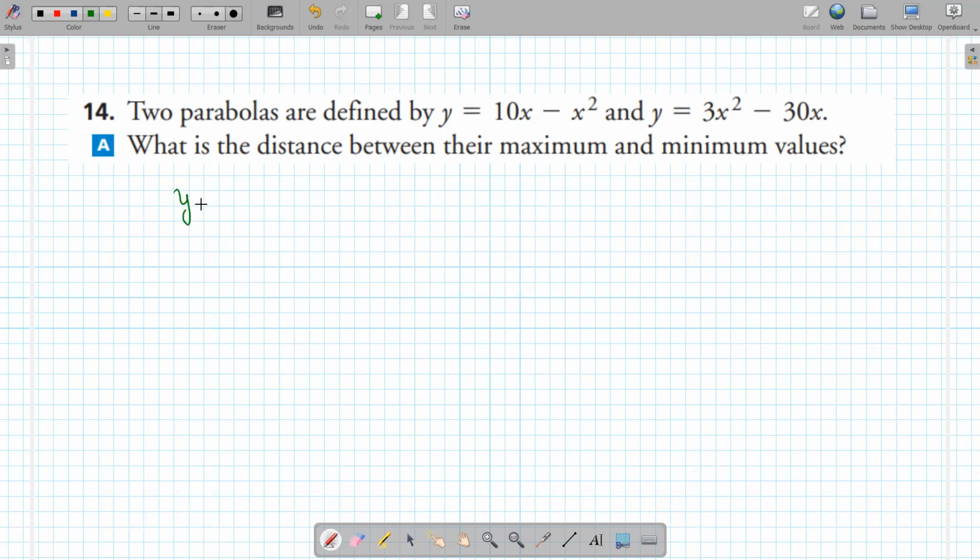So let's factor out an x. So there's 10 minus x in the first one. The second one, what can we pull out? In this equation, what's the GCF? 3x. 3x, yeah? And you're left with x minus what? 10. 10. What are the x-intercepts for this?